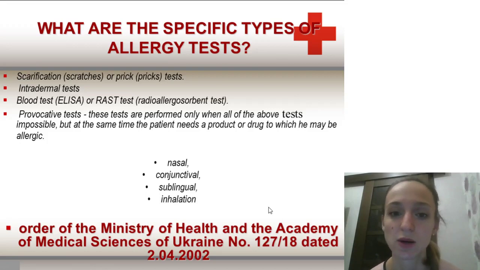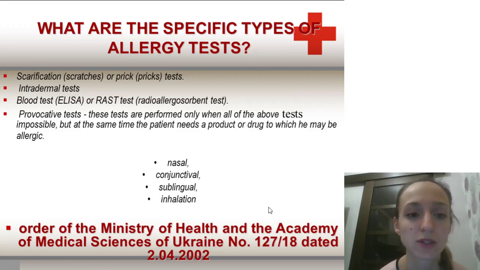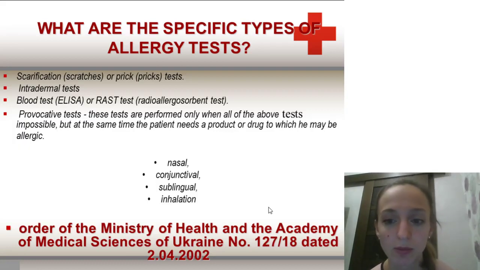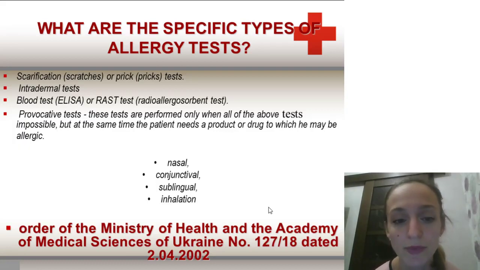What are the specific types of allergy tests? So scarification or prick tests, then intradermal tests, blood test, provocative tests. These tests are performed only when all of the above tests are impossible, but at the same time the patient needs a product or drug to which he may be allergic. So nasal, conjunctival and sublingual, and inhalation.